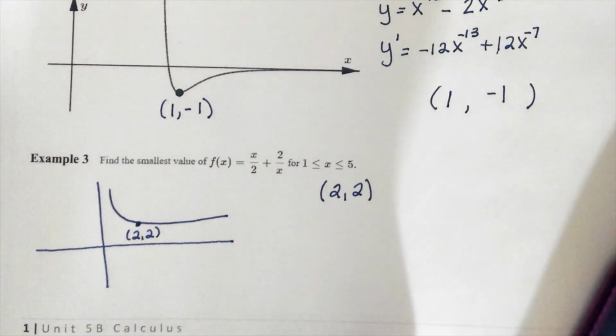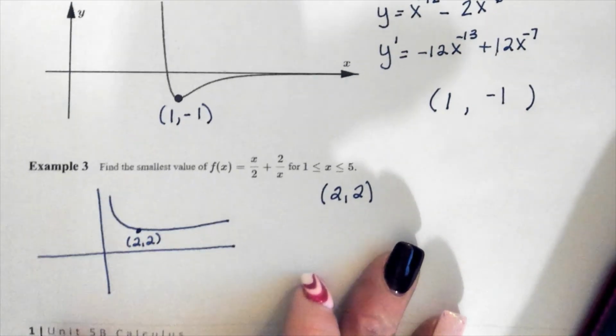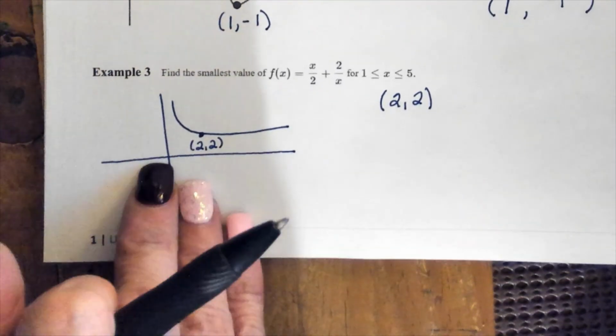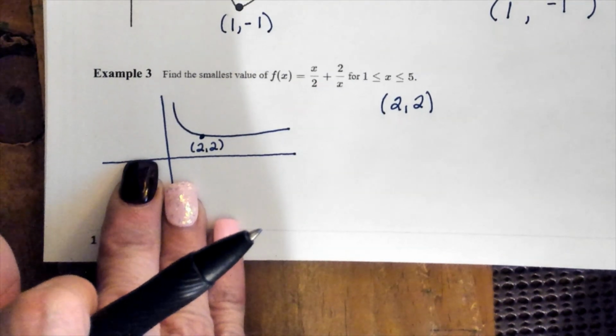Now, I could have taken the derivative and then found the zero of the derivative and it would have worked. But if my graph allows me to use algebra instead of calculus, then I want to definitely do that. All right, the next one is optimization, and we'll do another video on that.